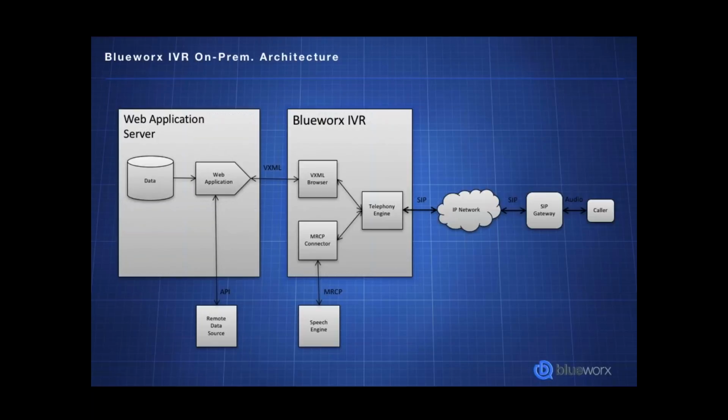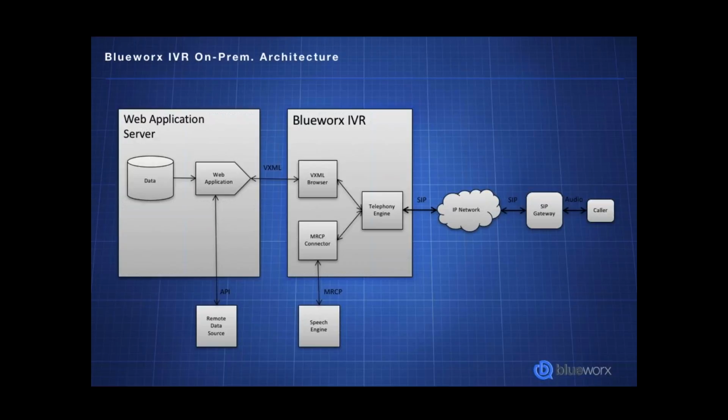So this is the traditional model, if you like. As you can see, you have the caller on the right going through a SIP gateway across an IP network and into Blueworx IVR. Our telephony engine then calls the VoiceXML browser and requests the VoiceXML from a web application server in this case.